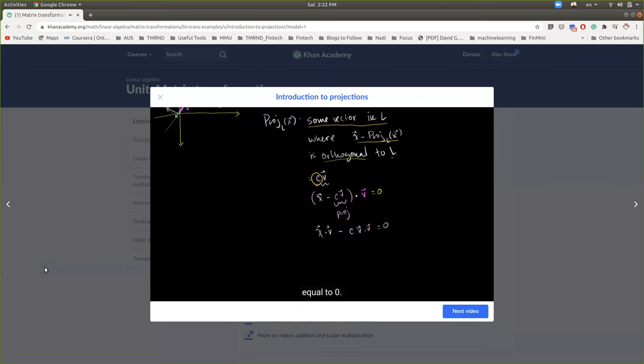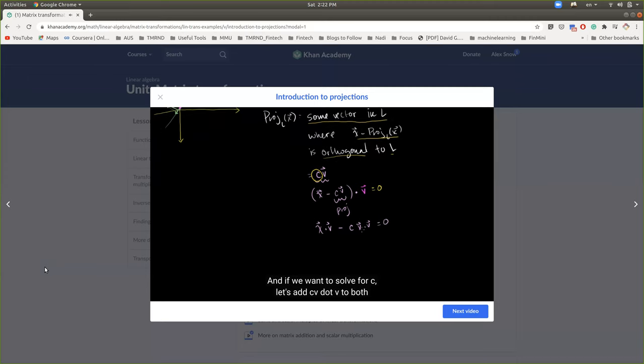And then if we want to solve for c, let's add c v dot v to both sides of the equation. You get x dot v is equal to c times v dot v. Solving for c, let's divide both sides of this equation by v dot v. You get, in a different color, c is equal to x dot v divided by v dot v.